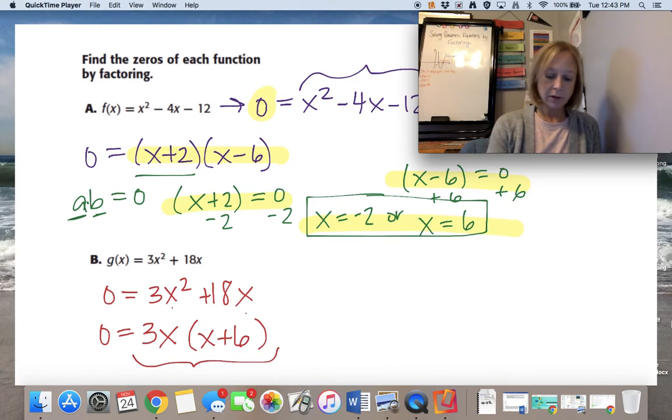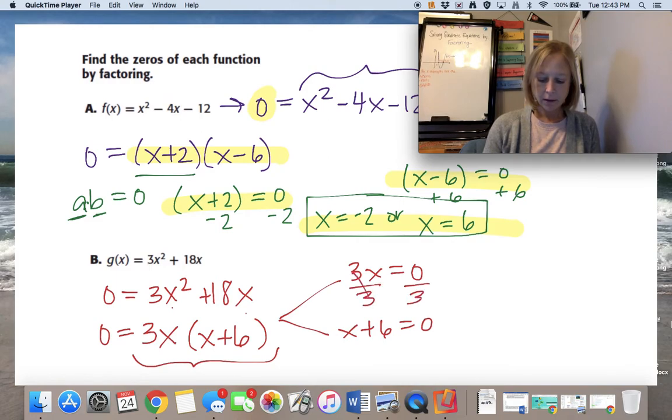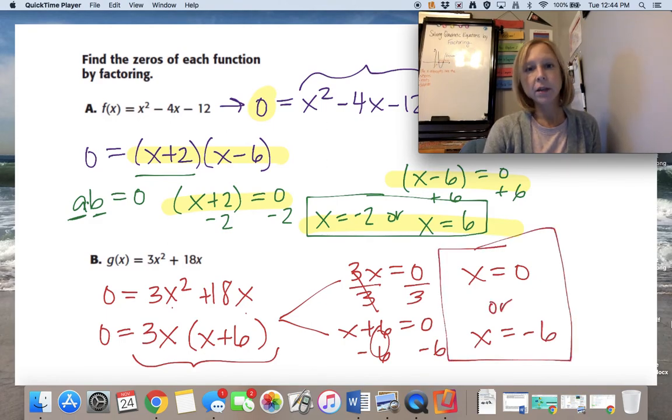I'm going to now use the same process as before, and I'm going to set each factor equal to 0. So 3x equals 0, x plus 6 equals 0, and solve. So x equals 0, and x equals -6. So even though I used a different factoring method, once I had it in factored form, I still set each part equal to 0, and I solved.